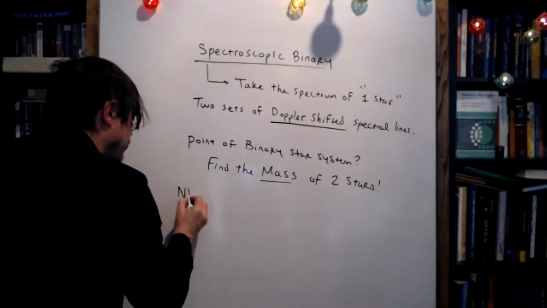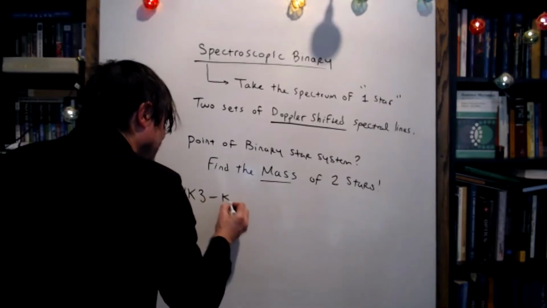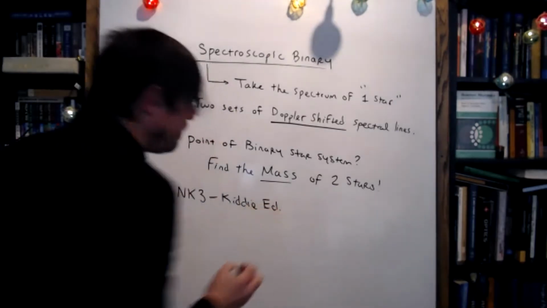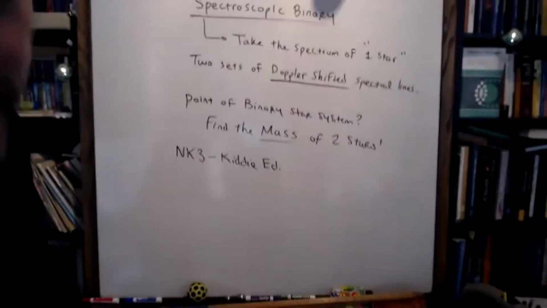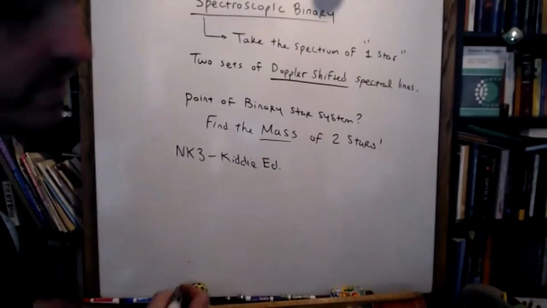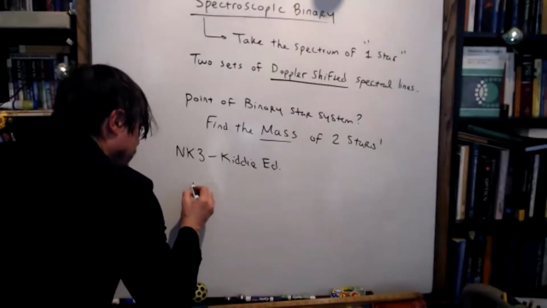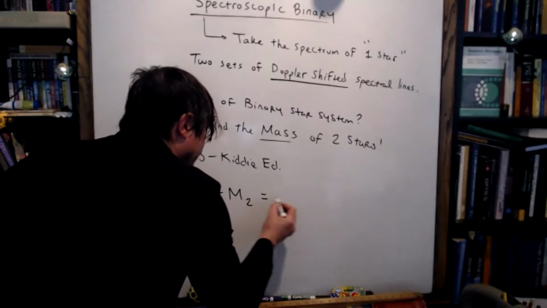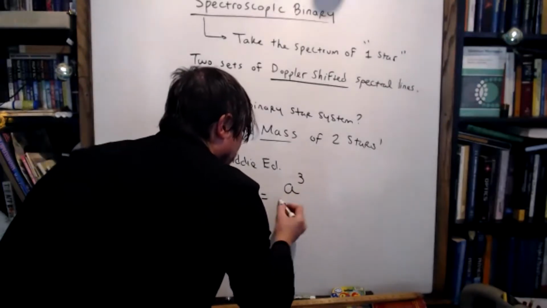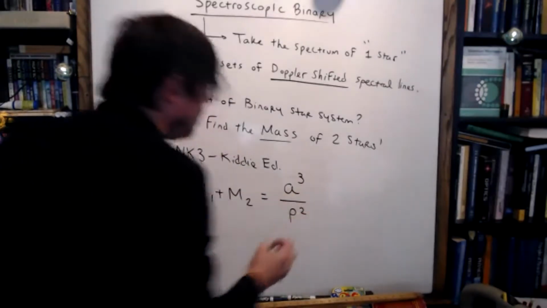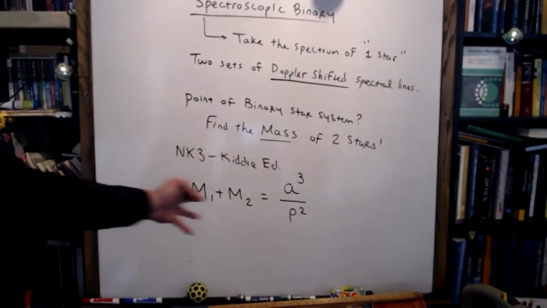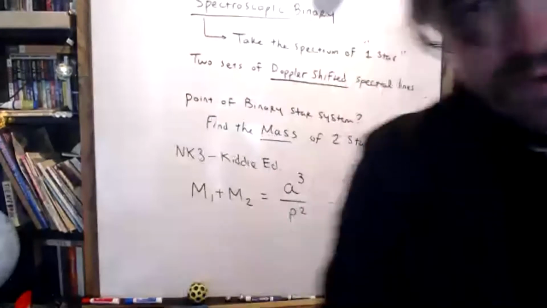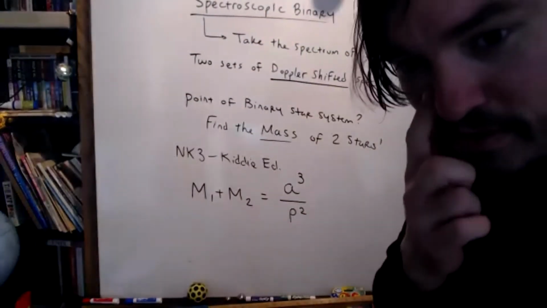You do that, of course, with Newton's version of Kepler's third law, the Kitty edition. I'm telling you this because binaries are going to be a big part of your final exam this year, so I'm trying to warn you in advance. We're going to find the total mass of the two stars with a very simple formula, a cubed over p squared. Okay, students, this is your time to shine. Do you remember the units for the Kitty edition of Newton's version of Kepler's third law? What are the units?